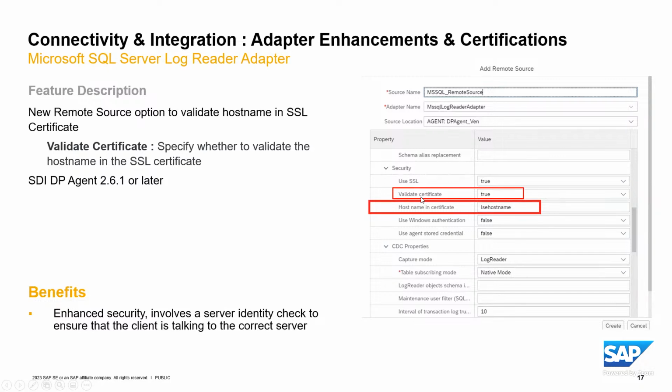The value of this parameter can be changed when the remote source is suspended. So you can change it only when you suspend the remote source. This parameter helps in enhanced security, which involves a server identity check to ensure it is talking to the right server.